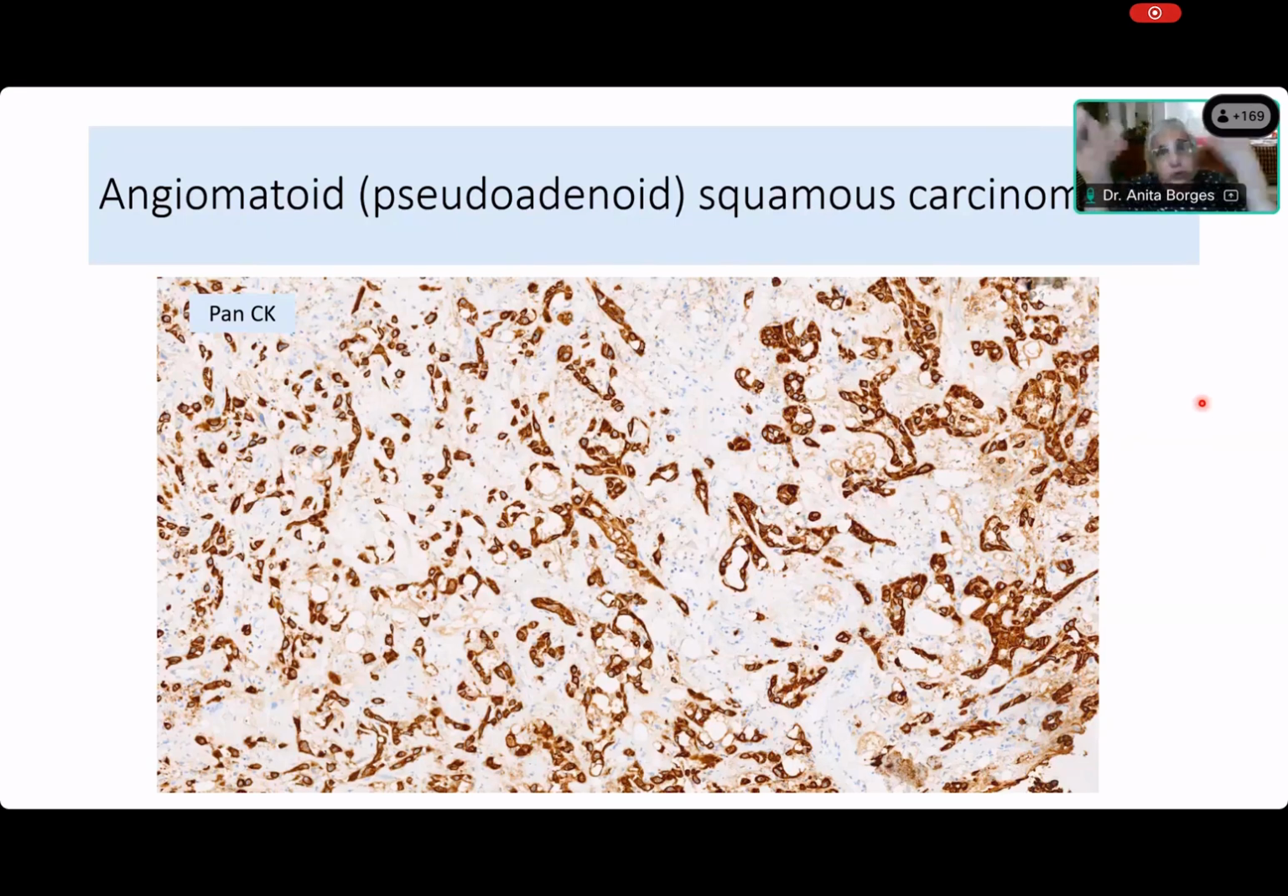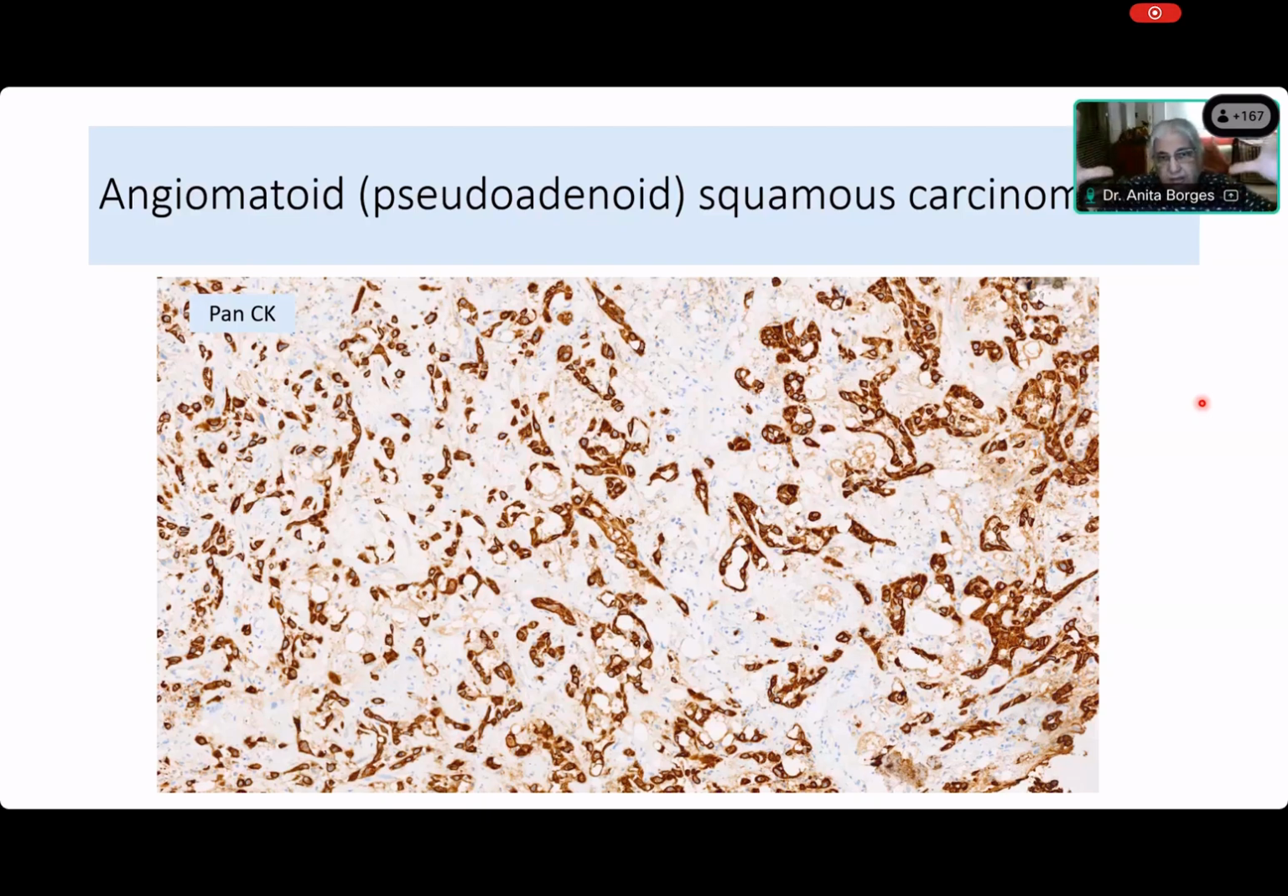You want to use these other terms, angiomatoid, pseudoadenoid, some may even call it sarcomatoid. That's fine, but it is indeed a poorly differentiated squamous carcinoma. And you can see all those pseudoadenoid structures all having taken up the pan-CK, and they were all P63 positive. So yes, you can certainly call this a poorly differentiated squamous carcinoma, high-grade squamous carcinoma, sarcomatoid squamous carcinoma, whatever you want, because this is a tumor now.